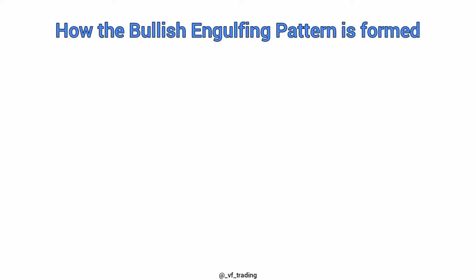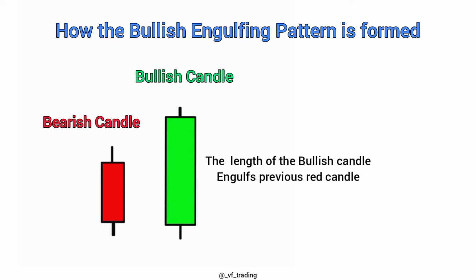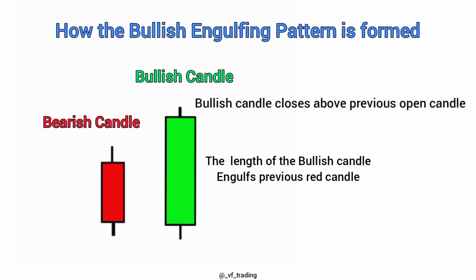How a bullish engulfing pattern is formed. A bullish engulfing pattern starts off with a bearish candle. The bearish candle is the short red candle. The second candle in the pattern will be bullish and engulf or swallow the previous bearish candle. The engulfing candle is the big green candle. In simple terms, the engulfing candle is always bigger than the previous candle.